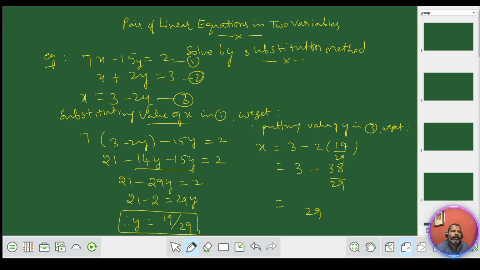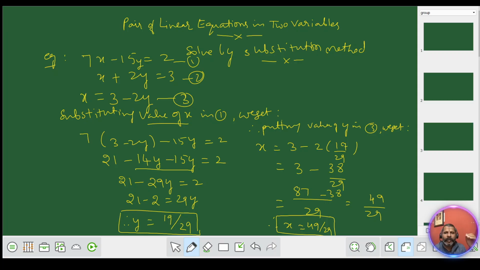You take the LCM as 29. 3 times 29 is how much? 3 nines are 27, 2 carry, 3 sixes are 18, plus 2, 8... so 87 minus 38. So x becomes 87 minus 38, which is 49 by 29. Therefore, x equal to 49 by 29. Clear? This is called the substitution method.